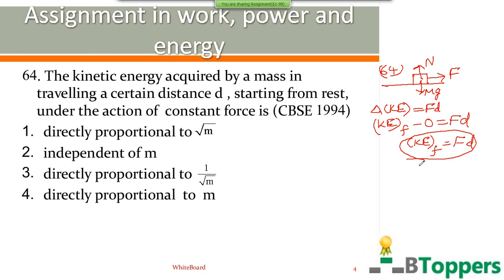Of course, the velocity acquired depends on the mass m. Here v is the velocity acquired, and the kinetic energy acquired you can write as half mv square. In that case, v square will be 2Fd by m. So that means the velocity acquired depends on the mass m, but the kinetic energy acquired is independent of mass m for given values of F and d.